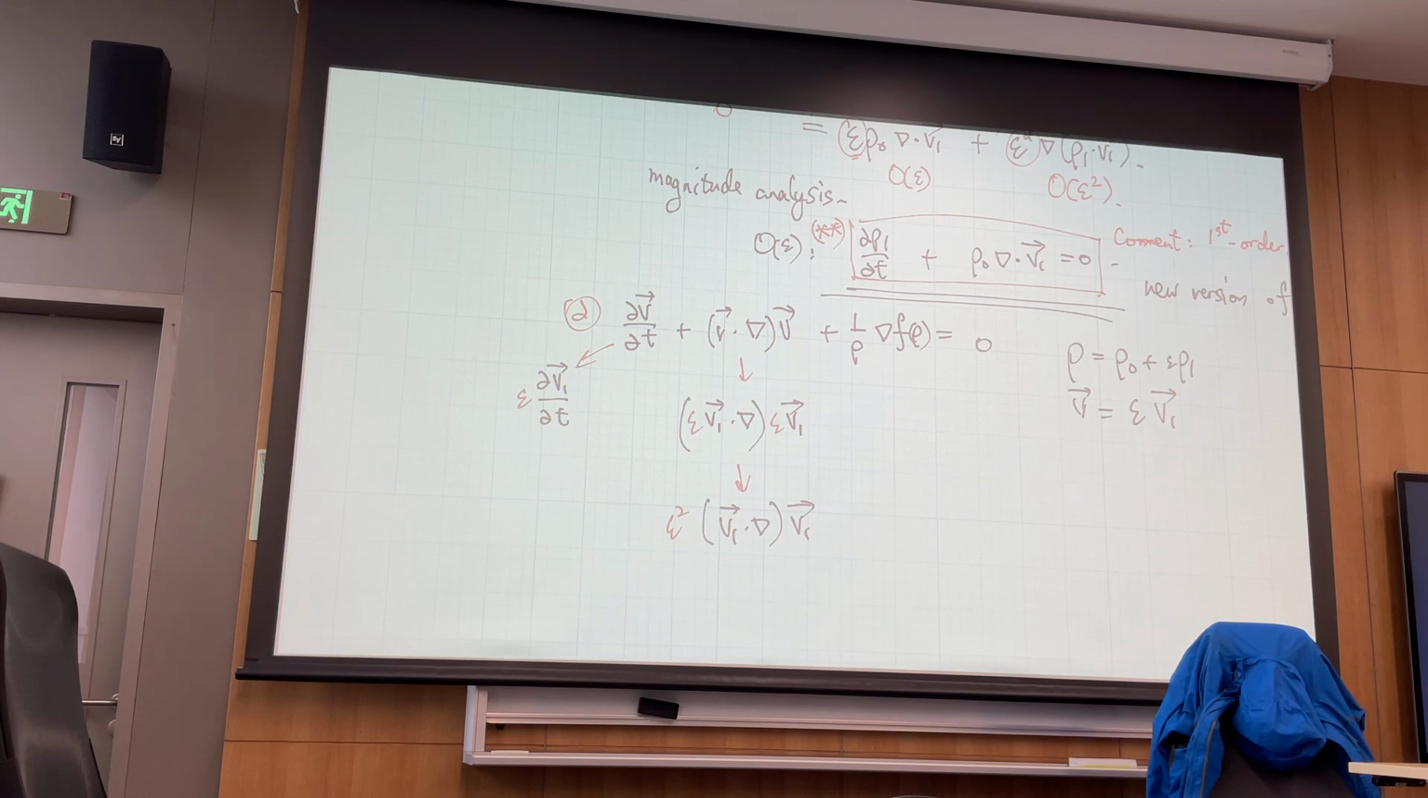Well, you see, the first term is about epsilon, and this term is about epsilon squared. What does that mean? With some very straightforward analysis, I know that the first term is on the order of epsilon, and the second term is on the order of epsilon squared. They are not on the same order. Which one will be much smaller?